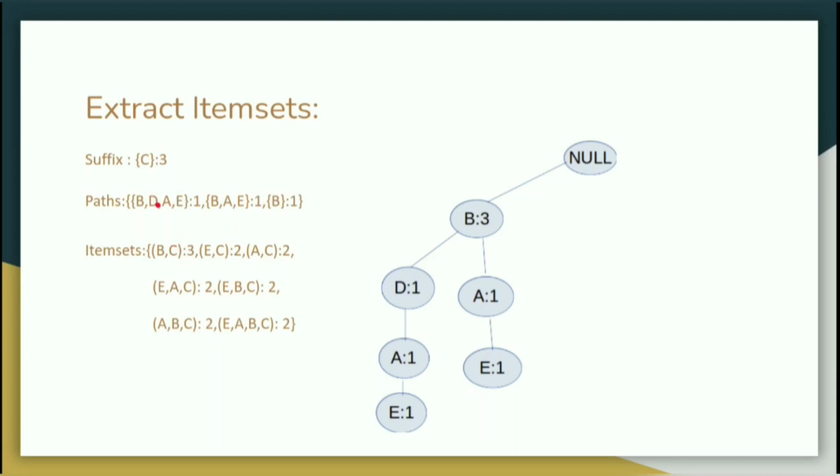Then again for D, D is having one here and no one else here. So D is 1, which is not following the minimum support. Minimum support was 2, so we will discard D. Then check for the A: it is 1 here, 1 here. It is 2, following the minimum support.